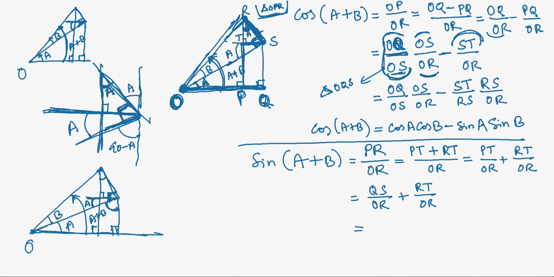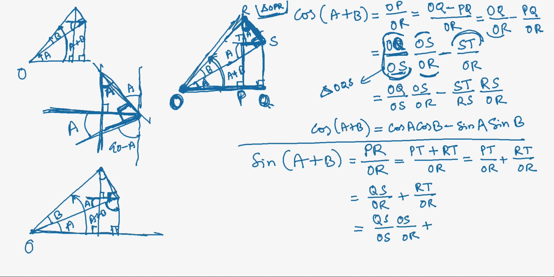This can be written as, look at QS. QS is in the right angle triangle OQS, right? That will be QS, the opposite side of sine A. So we use QS divided by its hypotenuse, that is OS. So OS divided by OR. Plus RT will be the adjacent side, if you see the right angle triangle RST, this one.